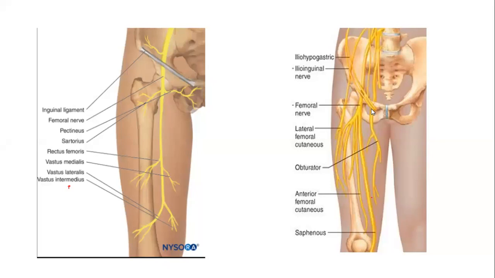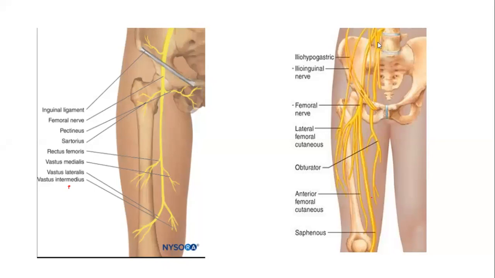Let's move on to the course of the obturator nerve. So the course of obturator nerve is that after being given off by the lumbar plexus, it emerges from the medial aspect of the psoas major muscle.